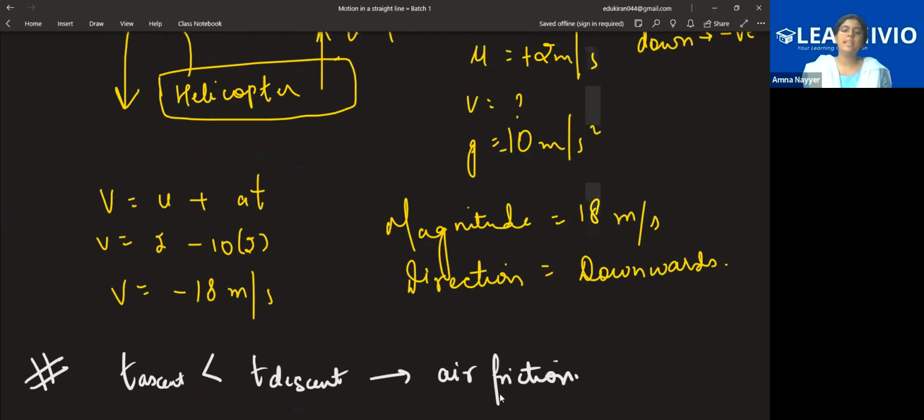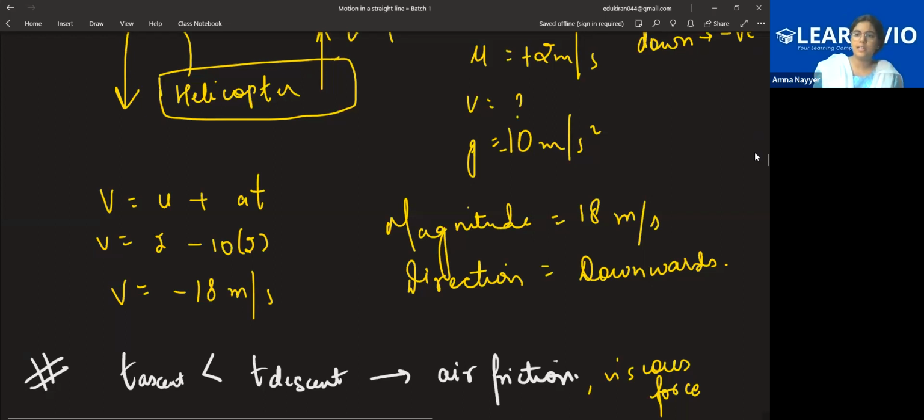Fine. Now this I have told you, air frictional force or viscous force. Viscous forces and frictional force, this all is there in your class 11 syllabus. So we'll discuss it. Write it down.